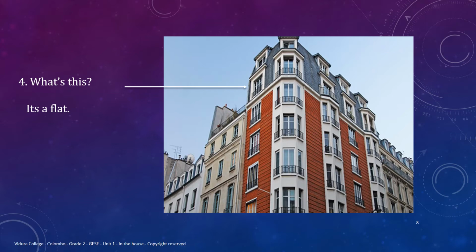Let's look at question number 5. And this? Well, can anyone guess what's the answer? Yes. It's pointed towards the balcony, right? So the answer should be, it's a balcony. Can you see, in these questions also, you have to use determiner, it's, when you are going to give the answer.